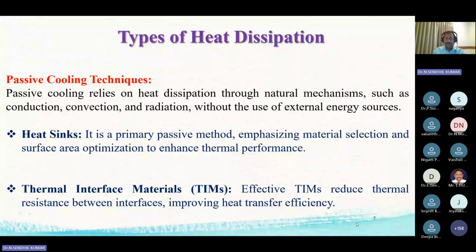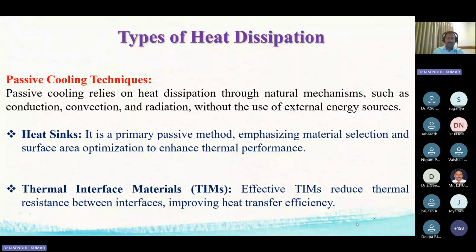Now how to optimize that? To enhance the thermal performance of the heat sinks, we have to study the surface area optimization, how many heat sinks, how much spacing between one heat sink and the other. All those things we have to study. This is the passive cooling.